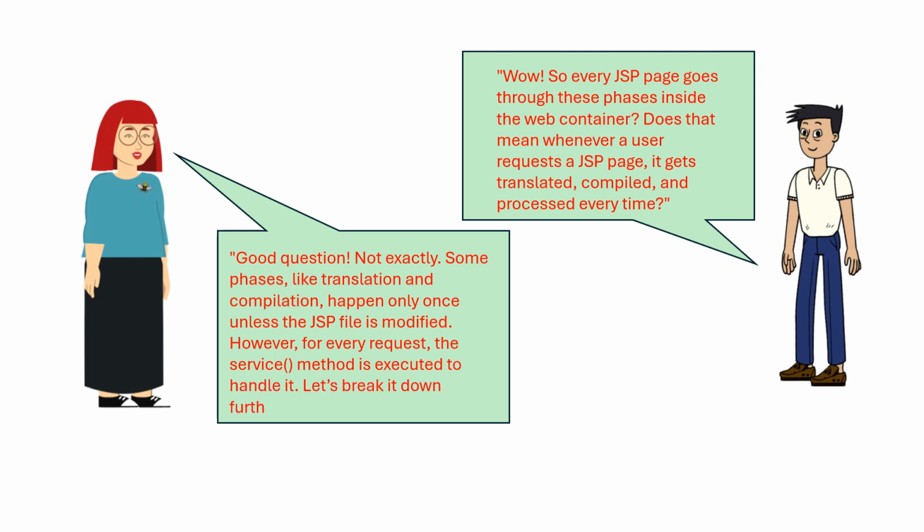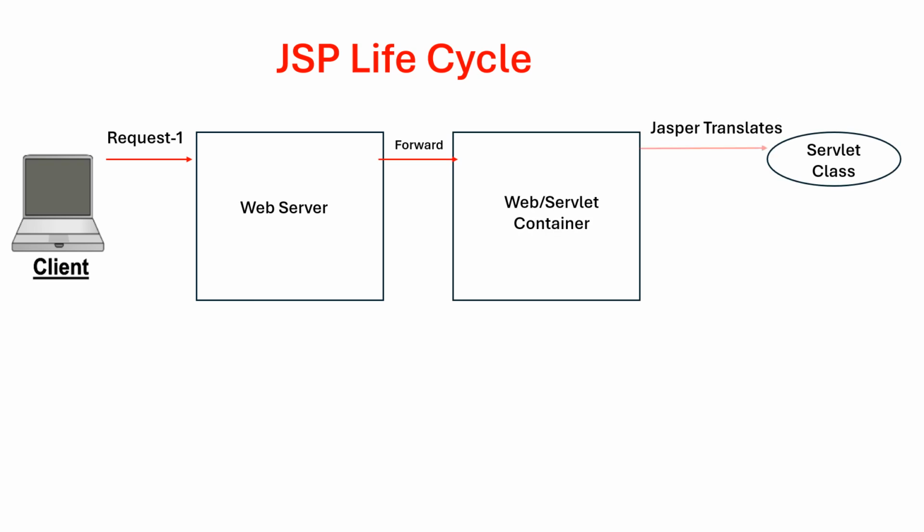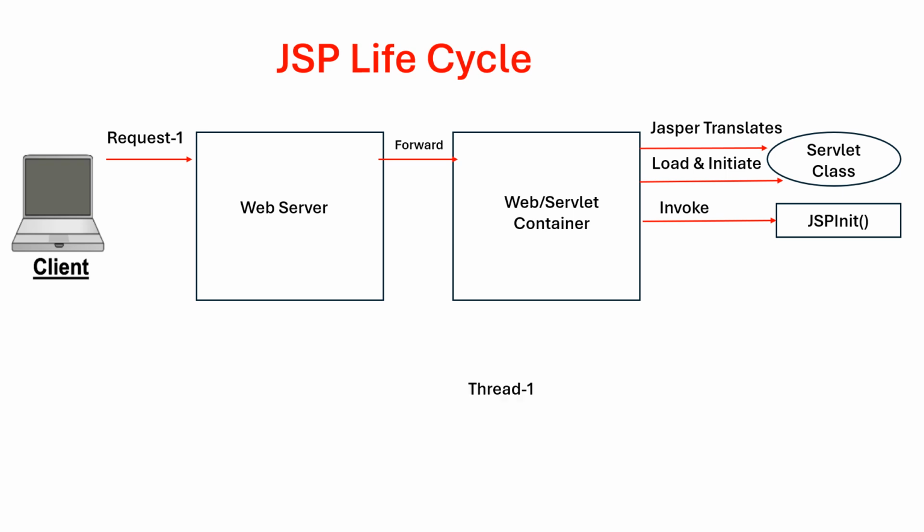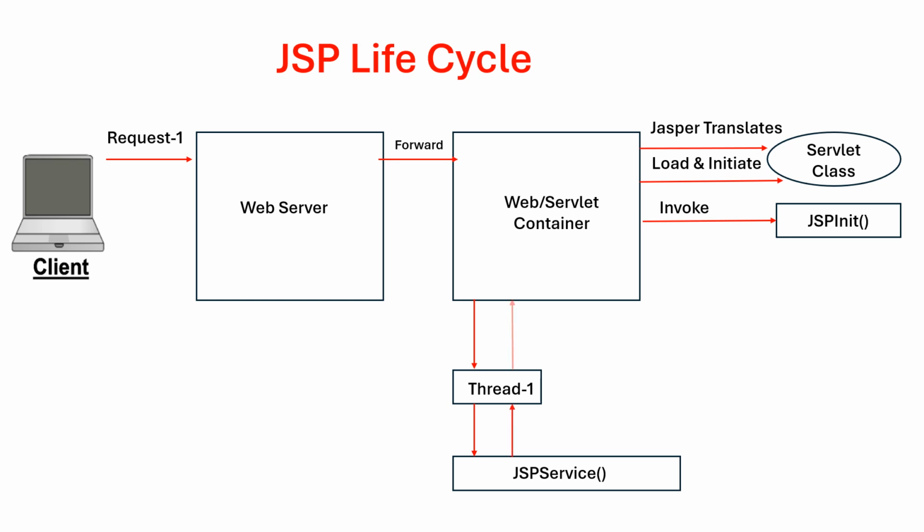Let's break it down further. For the first request, the JSP engine Jasper translates the JSP into a servlet class. Then the container loads, instantiates, and initializes it by invoking the jspInit method. The web container processes the request by spawning threads, with each request handled by a separate thread invoking the jspService method and sending the response.